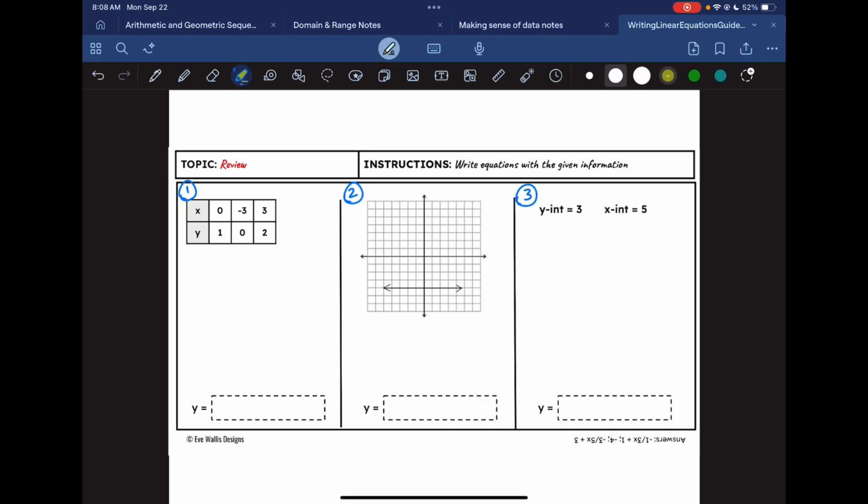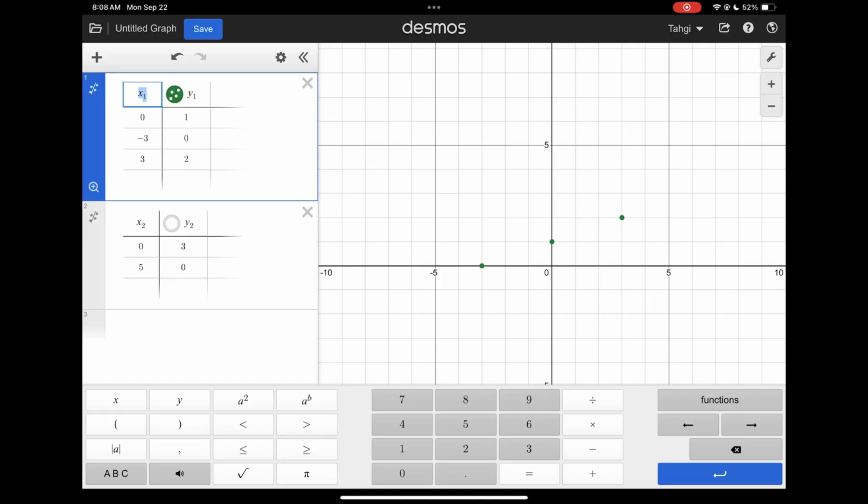All right, now we have 3 different representations. In our first representation, they gave us a table, and they want us to write equations with the given information. So in the first example, they gave us a table. We know that we can take that table, put it in Desmos, and get some values. So let's go do that.